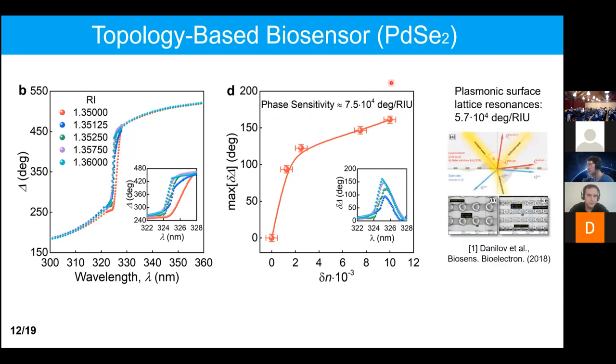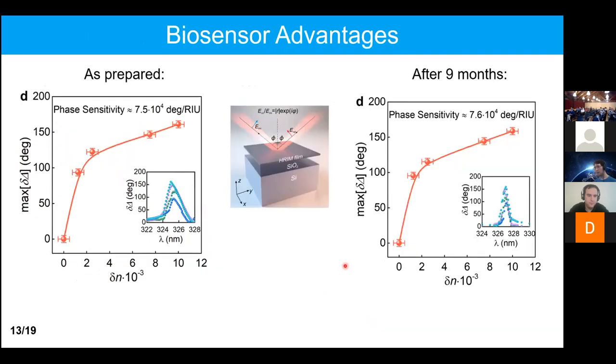For example, surface plasmon resonances provide current, like recent results, of only 5.7 times 10 to the fourth, and require some sophisticated design. But here you just place your two-dimensional materials on a silicon dioxide structure, and you already get quite nice biosensors. And it could work with even very low refractive index change, for example, by 0.7 times 10 to the minus 7 power. So our device also is very robust because of the topological protection.